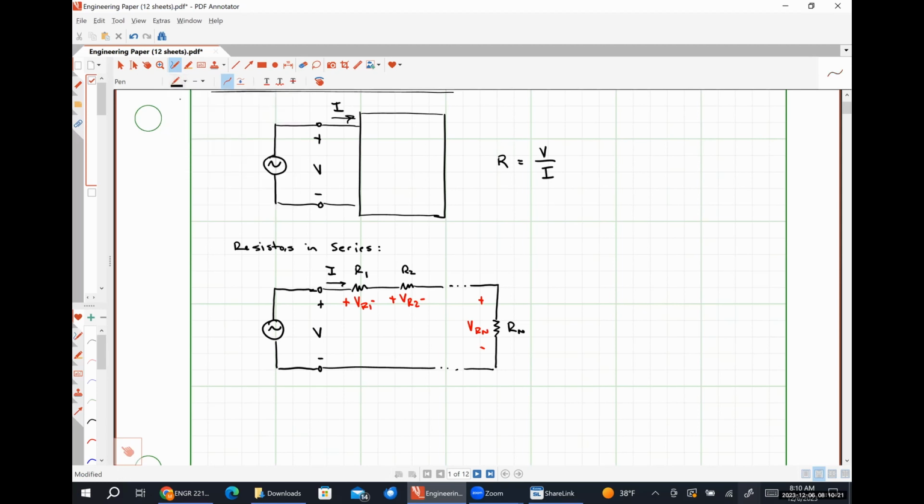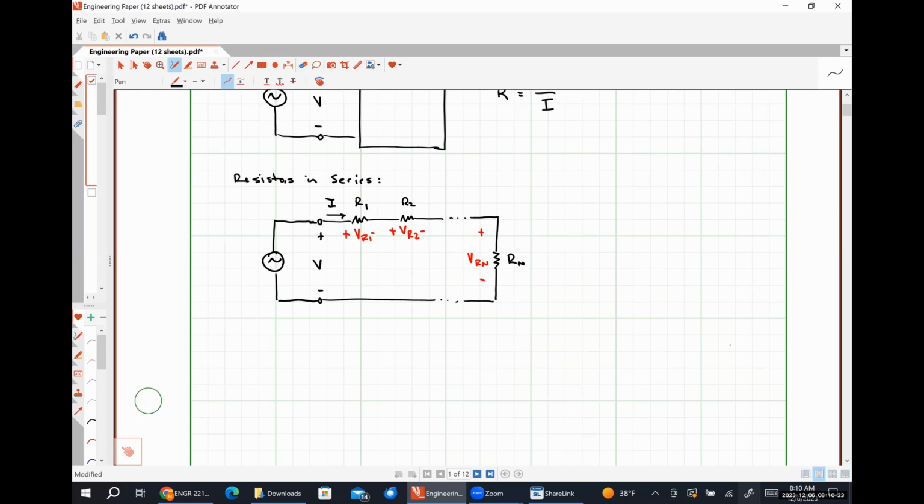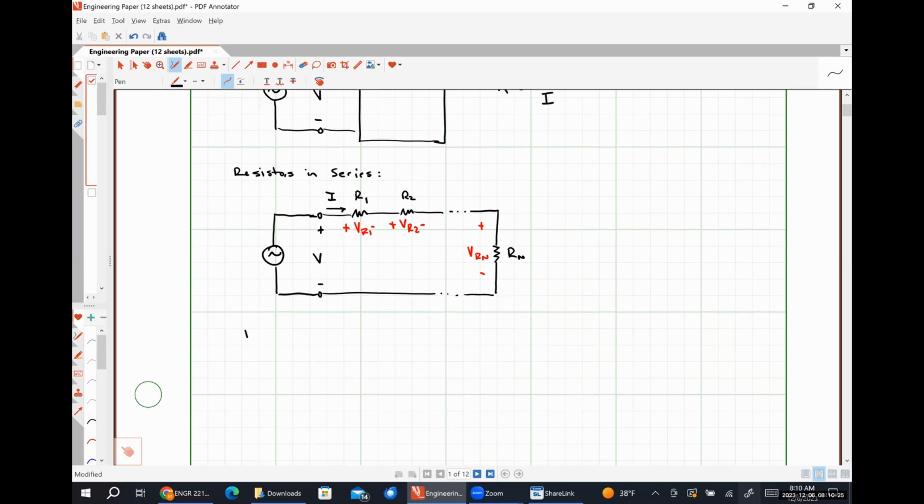And applying Kirchhoff's voltage law around this loop, what we'll find is that V, the voltage drop over the combination, is just going to be the sum of the voltage drops across each resistor. So VR1 plus VR2 all the way out to VR sub N, like so.